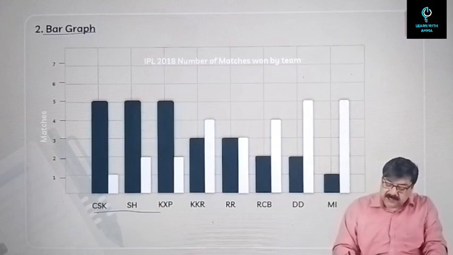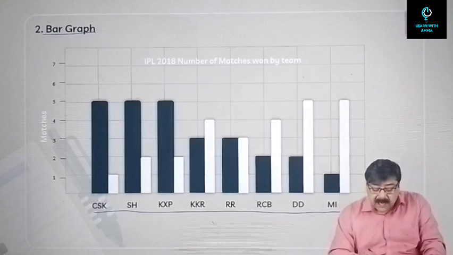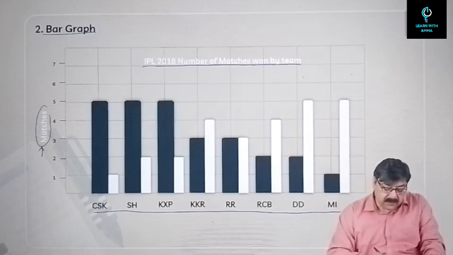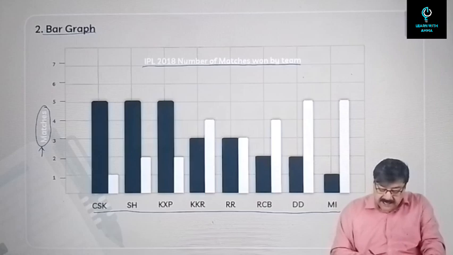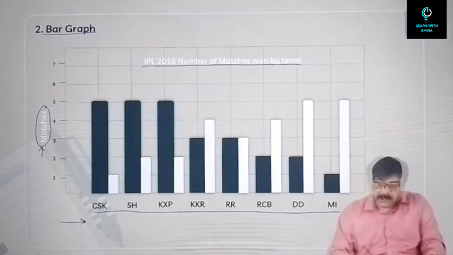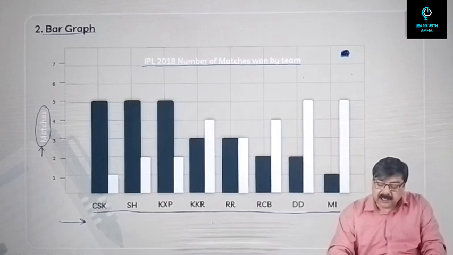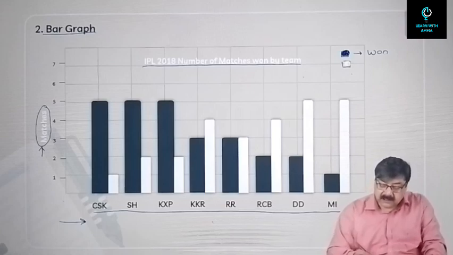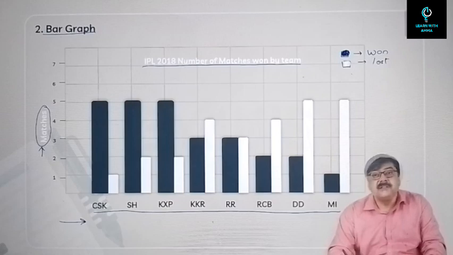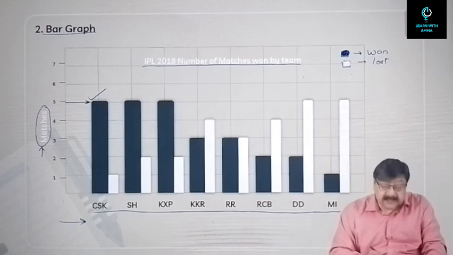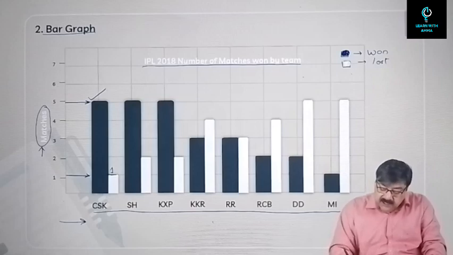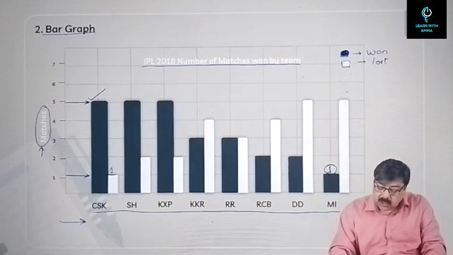Again, the name of the teams is written here, and this bar graph is about IPL 2018 number of matches won by the team. Now on the y-axis, the number of matches is indicated, and on the x-axis, the name of the teams is given. If you look at the legend here, this particular color represents the number of matches won, and the white color represents the number of matches lost. So clearly CSK here has won the highest number of matches, let us say 5 as we see here, and they have lost only one match as we see here, whereas Mumbai Indians has won only one match and lost 5 matches.